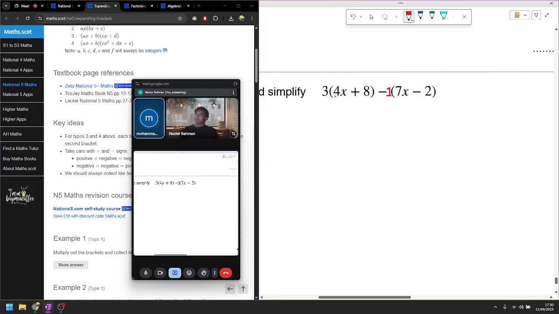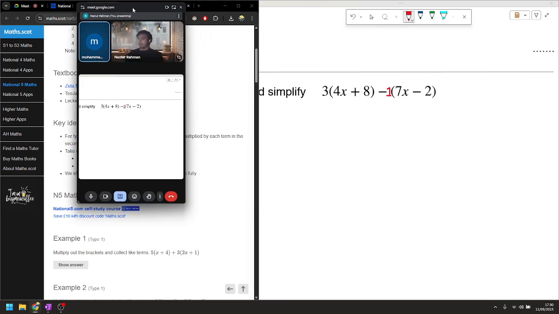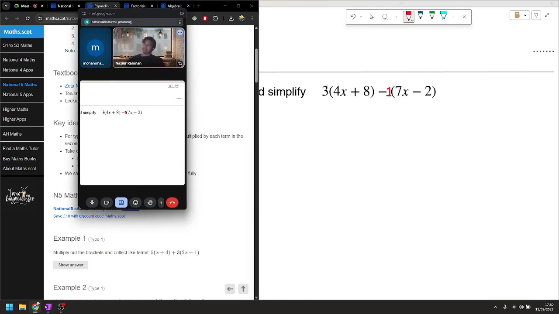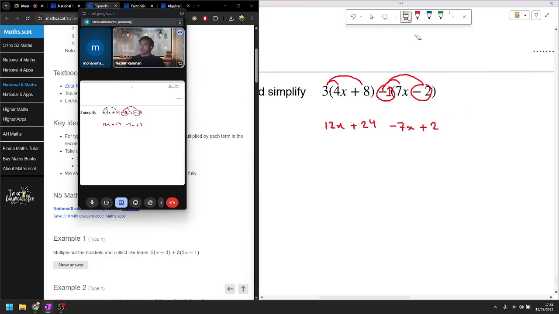Here, I'll do this one, then I'll give you some questions from your specification. So you have 3 times 4x, and then 3 times plus 8. So that's 12x plus 3 times 8 is 24, if you remember your times tables. And then I have minus 1 times 7x, so that's minus 7x. And I have minus 1 times minus 2. These two have the same sign, so they become positive 2. Be careful with that. Anytime you have minus and minus, it becomes positive.